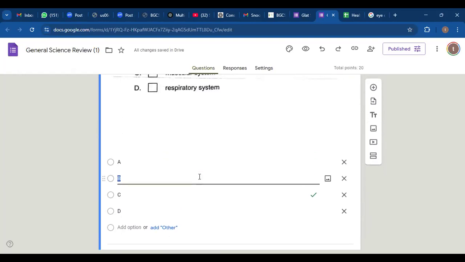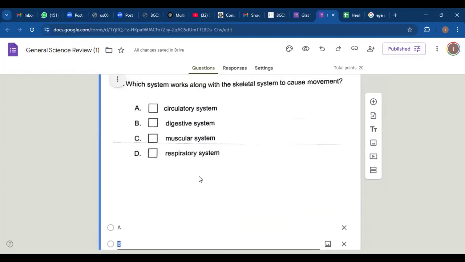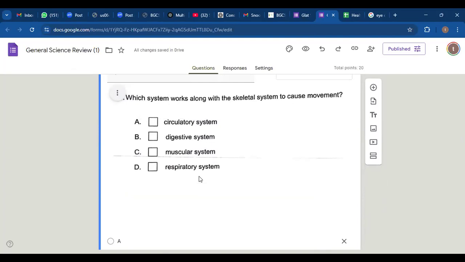Why are we doing health science and general science? That's the thing. With general, they combine it. If you're going to do general, you might as well do health because they just combine it into it.